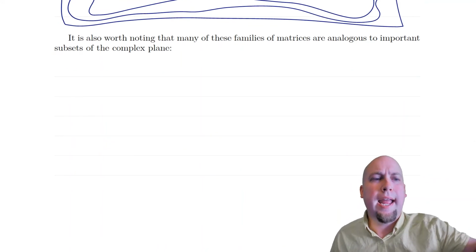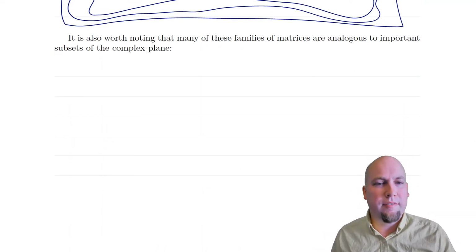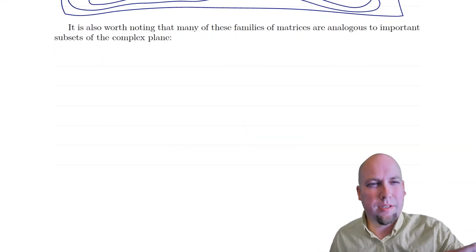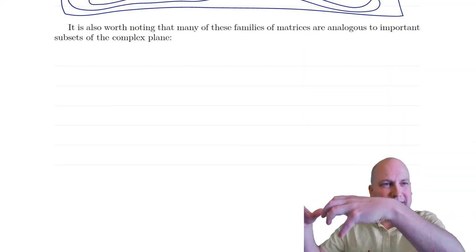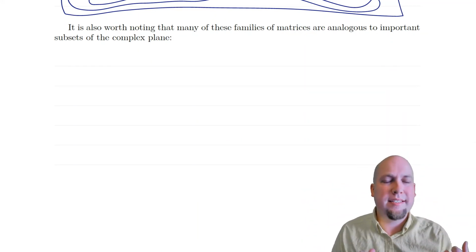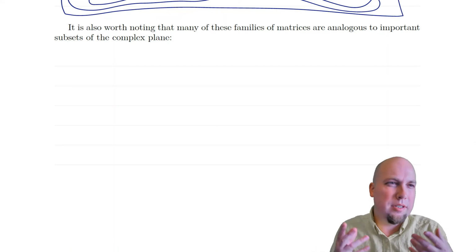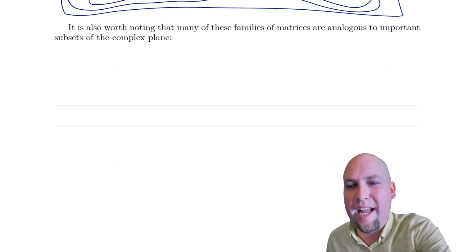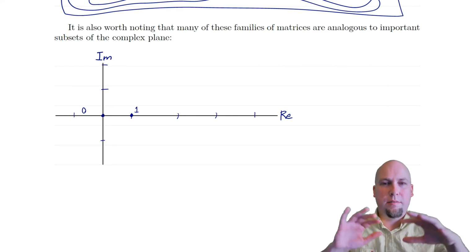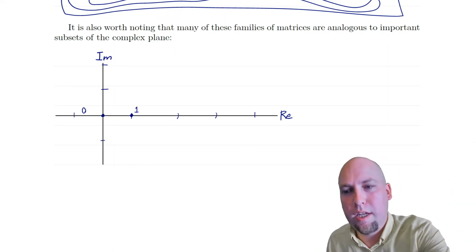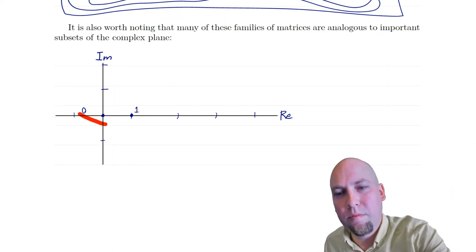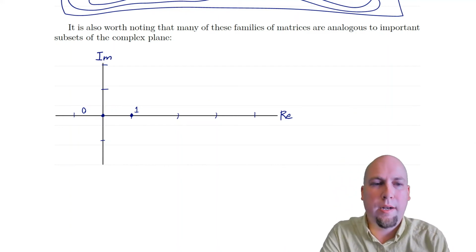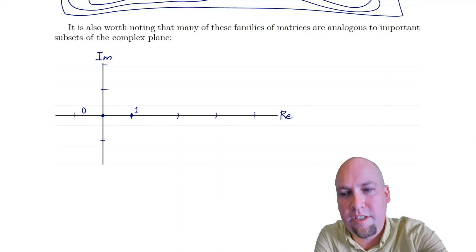And I'm going to draw one more toy picture of all of these families of matrices, this time as families of matrices analogous to sets of complex numbers. And again, this is just for intuition building. This isn't anything rigorous. It's just to help you keep track of how to think about these matrices. Okay, so I'm going to draw the complex plane here. I've drawn the real number 1 and the real number 0 on there. Okay, and here's your real axis and here's your imaginary axis.